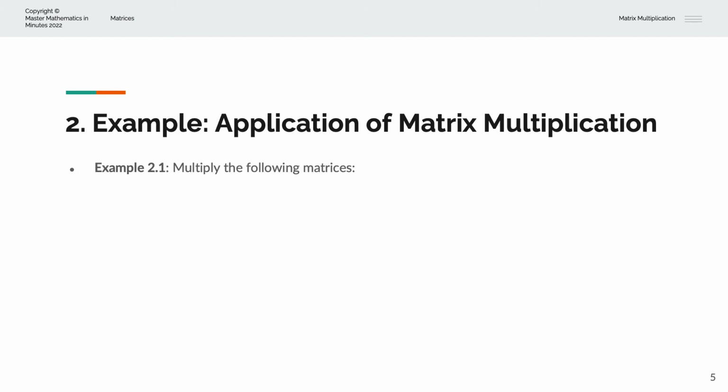In the first example, we're asked to multiply the following matrices, A and B. And so, the first step is to check the order of the matrices. Matrix A has order 2 by 2 because we have 2 rows and 2 columns. And matrix B is 2 by 2 as well. And so, the number of columns in the first matrix equals the number of rows in the second matrix, and so we're able to multiply A and B. And the resultant matrix has the number of rows from the first matrix and number of columns from the second matrix. And so AB is 2 by 2.